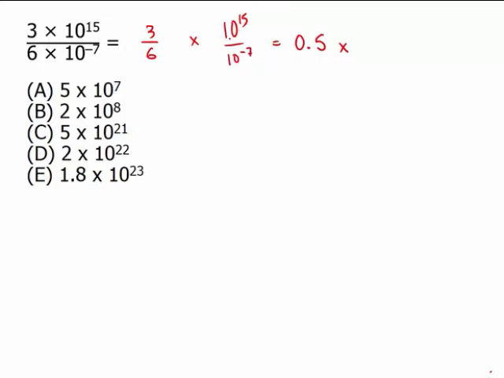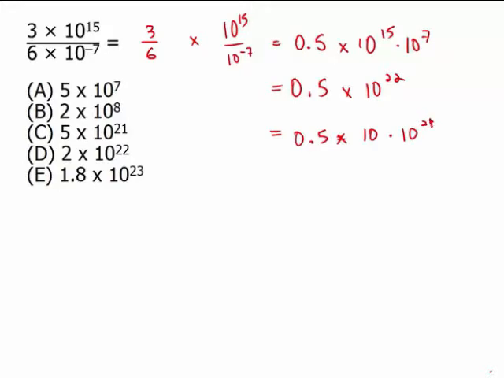So 10 to the 15th times 10 to the positive 7, we just add the exponents and get 10 to the 22nd. Now this right here is not proper scientific notation because the number in front has to be between 1 and 10, and this is less than 1. And so what we're going to do is take out a factor of 10. So that 10 to the 22nd, we're going to write that as 10 times 10 to the 21st. We're going to multiply these together. 0.5 times 10 is 5. So we get 5 times 10 to the 21st, and this is answer choice C.